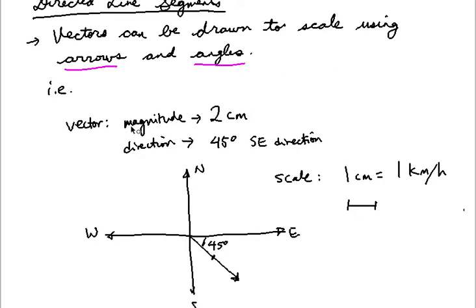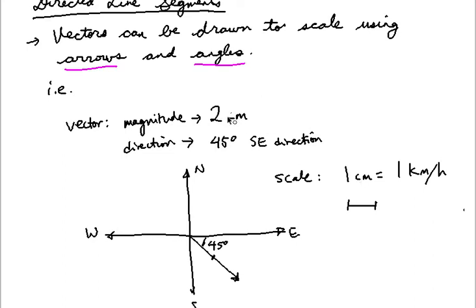Okay, so here would be an example. If I said draw a vector that has a magnitude of 2 centimeters and a direction of 45 degrees in the southeast direction, and I say draw it to scale, most of the time we're not going to be drawing it to scale, but if I did say draw it to scale, then you would have to draw a length. So let's say 1 centimeter.